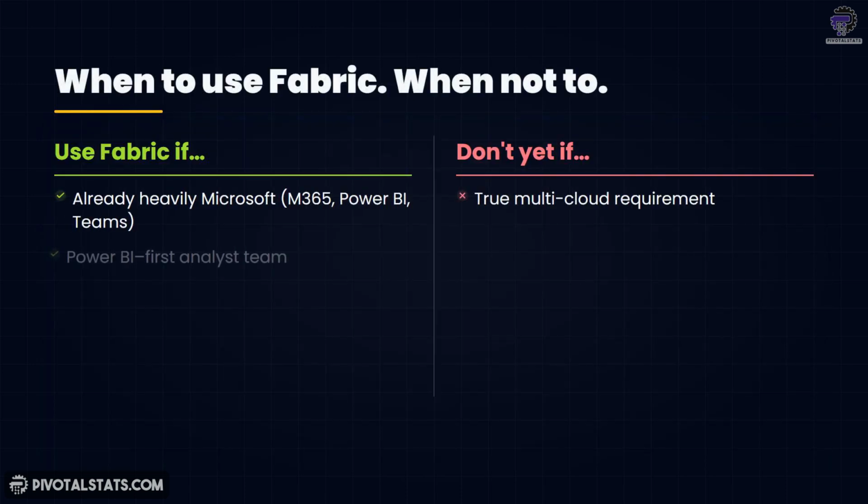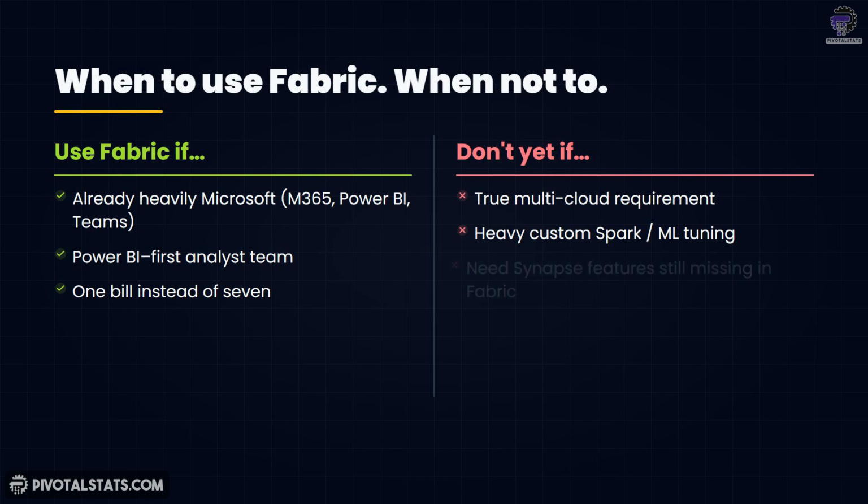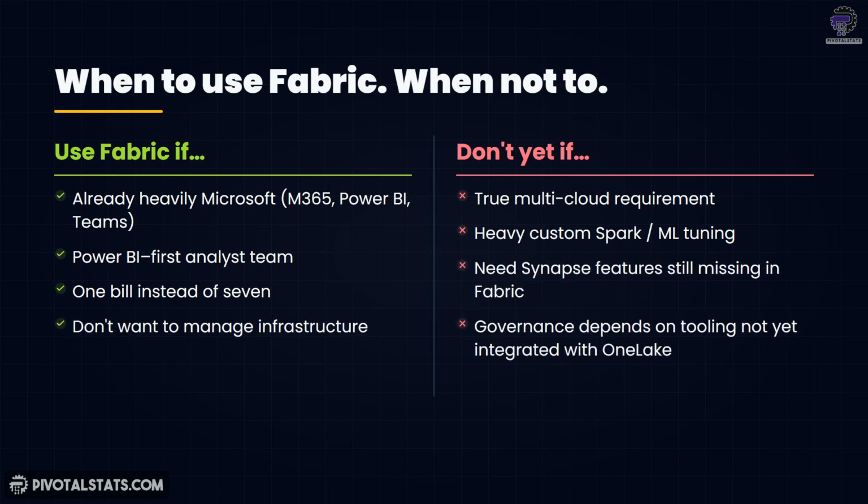So at the end, the main question: when to use Fabric and when not to. Use Fabric when your organization is already heavily Microsoft, when your analysts are Power BI first, when you want one bill instead of 7, and when you don't want to manage infrastructure. The smaller F SKUs make Fabric viable for small teams in a way premium P SKUs never were. You can start at F2 and then pause it overnight. Don't use Fabric yet when you need true multi-cloud, when you have specific Spark or ML tooling requirements that Databricks does better, when you need features still missing from Fabric that exist in Synapse, or when your governance model depends on tooling that doesn't yet integrate cleanly with OneLake.